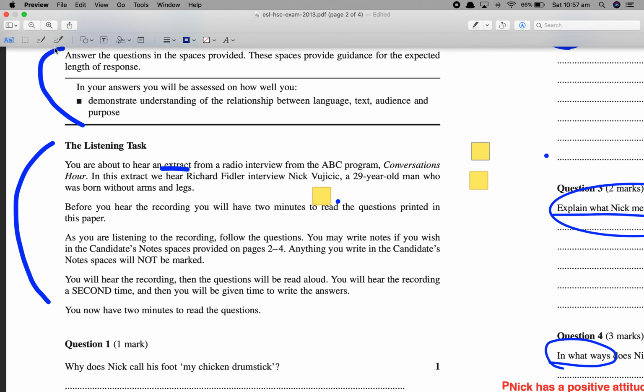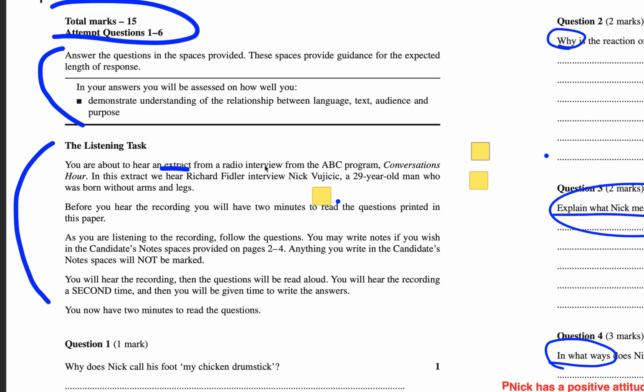Okay. So you're about to hear an extract from a radio interview. So this tells you where. The radio interview is from an ABC program. That's the name of the interview. In this extract, we hear Richard Feidler interview, so this is the guy who is the host. And who is he interviewing? Nick Vujicic. So Nick Vujicic is the subject or the focus of this interview.